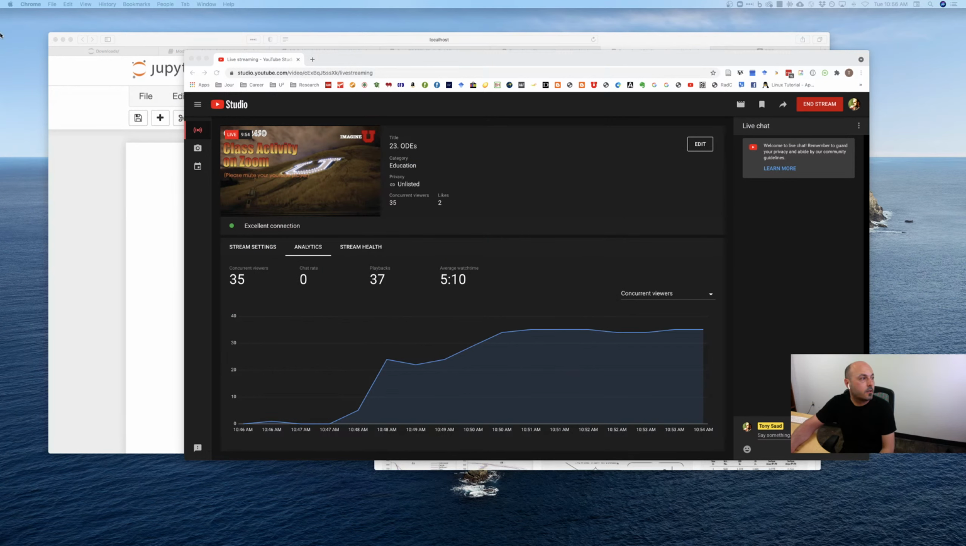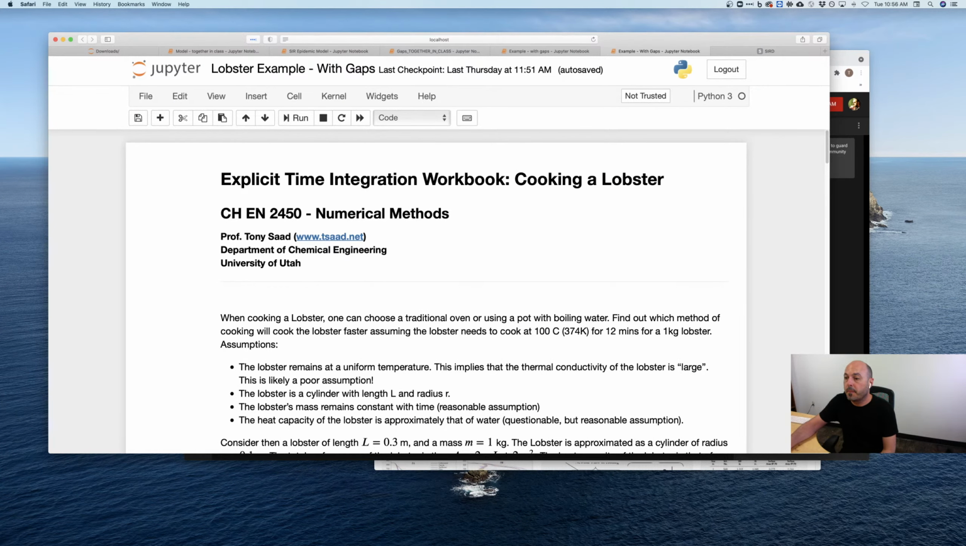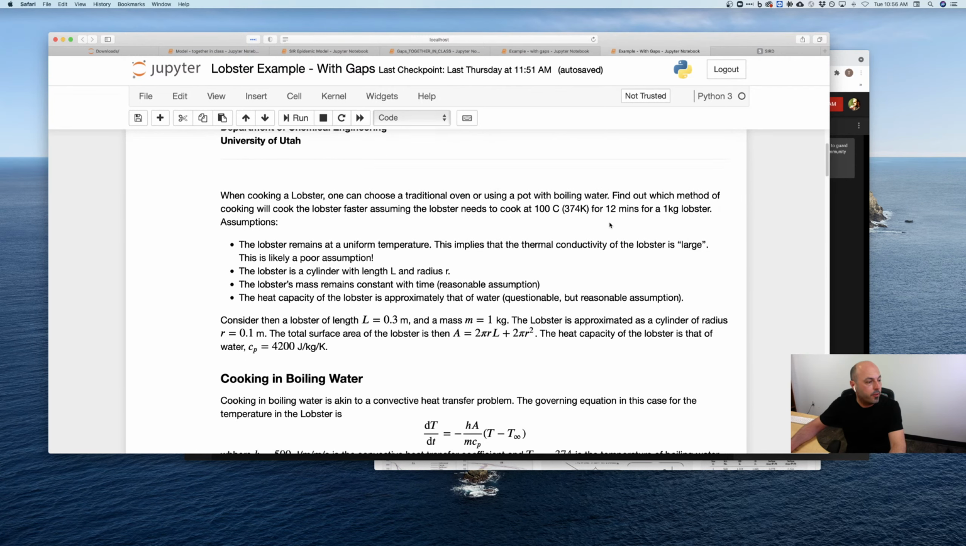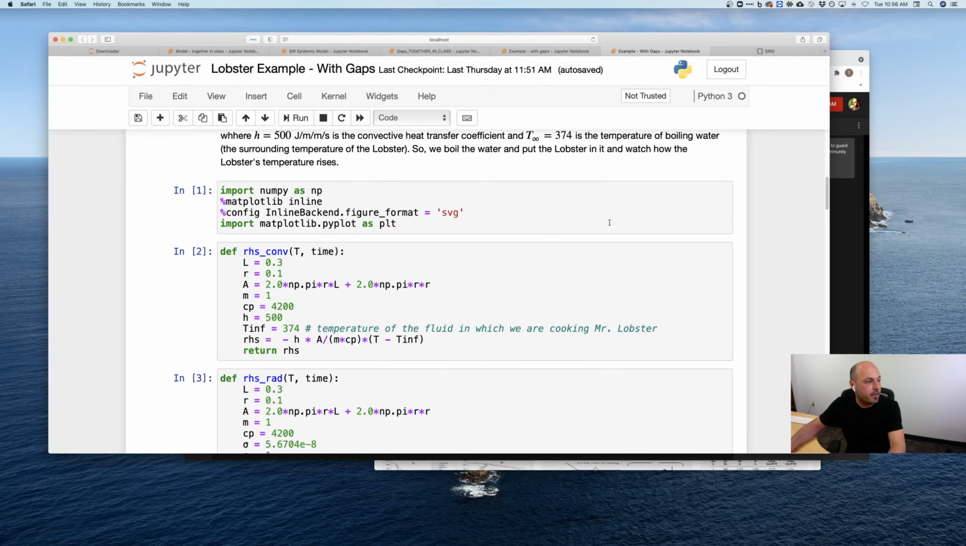All right, everyone, I am back on Zoom, and let me see if you can see the slide. Cannot see the slide, but if you open up your notebook with gaps, the one that we were working with last time, I'll give you a minute to pull that up.